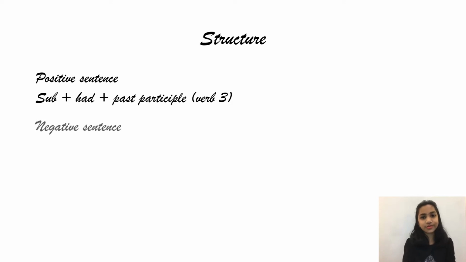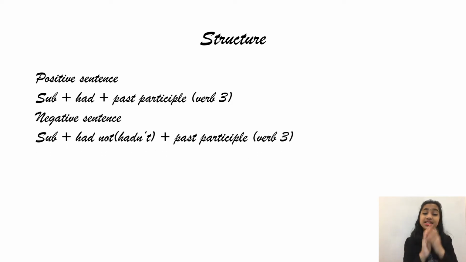Let's move on with the second form. The second form is negative. How will you write it in a negative form? Just a slight change: we add not. Let's see the structure. Subject plus had not. Actually, for past perfect tense, most of the time we use hadn't, but you can also say had not, plus past participle, which is also known as verb 3.